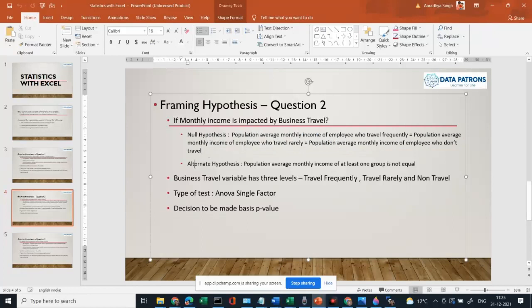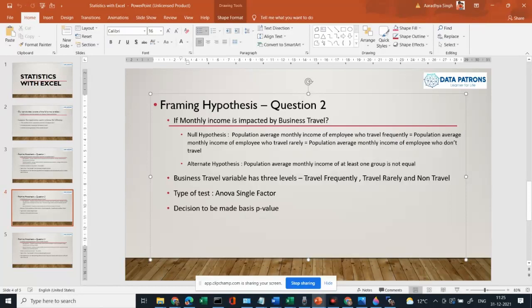Our alternate hypothesis in this case would be: population average monthly income of at least one group is not equal. At least one group. It may mean that the population average monthly income of employees who travel frequently is equal to that of employees who travel rarely, but it is not equal to the population average monthly income of employees who do not travel. It can turn any of the equalities into non-equalities as per the alternate hypothesis, because it says that the population average monthly income of at least one group is not equal.